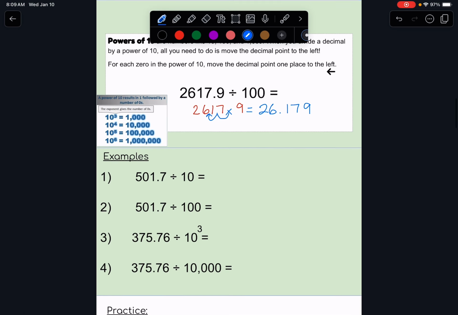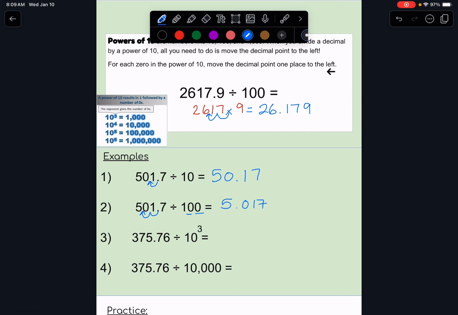Okay, here are some more examples. So we have 501 and 7/10 divided by 10. We have 1 zero, which means that we only move our decimal 1 place over. So our new answer is going to be 50 and 17 hundredths. Next question, we have 2 zeros, so we're going to move left 2 places. So my new number is going to be 5 and 17 thousandths.